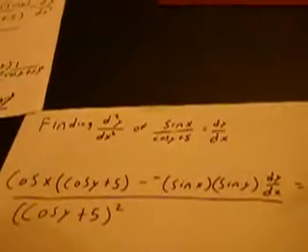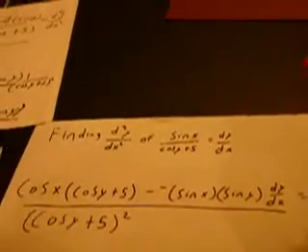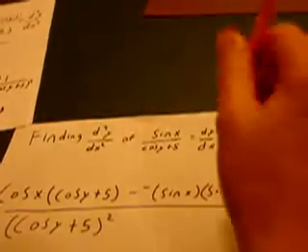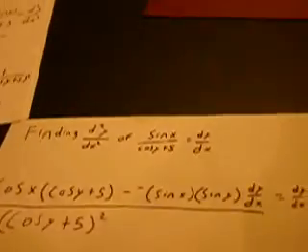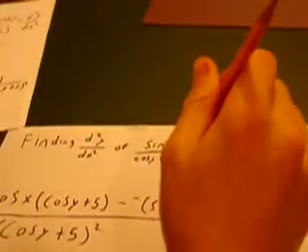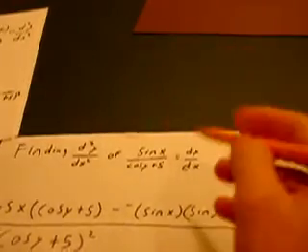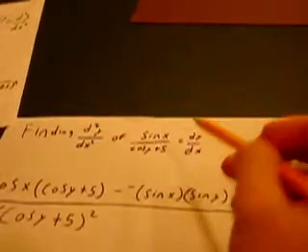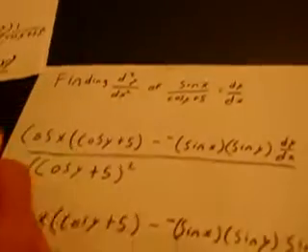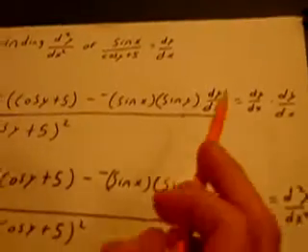Okay, so I'm doing the Unit 3 test corrections, and the first question that I missed was number 3. In number 3, you're tasked with finding the second derivative of an equation that you found earlier. The derivative of that equation that you're finding the second derivative of is sine x over cosine y plus 5. So to find the derivative of sine x over cosine y plus 5, you use the quotient rule, and you come out with this expression right here.